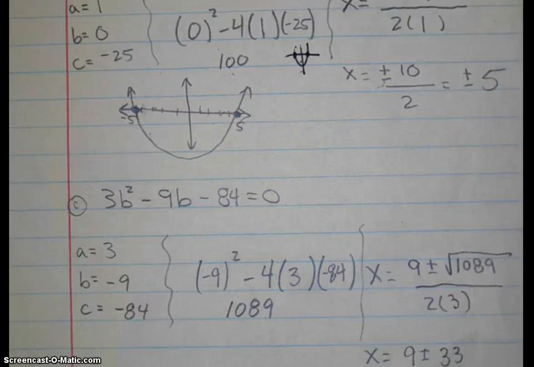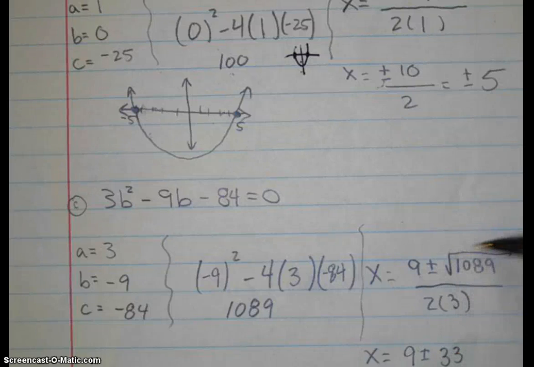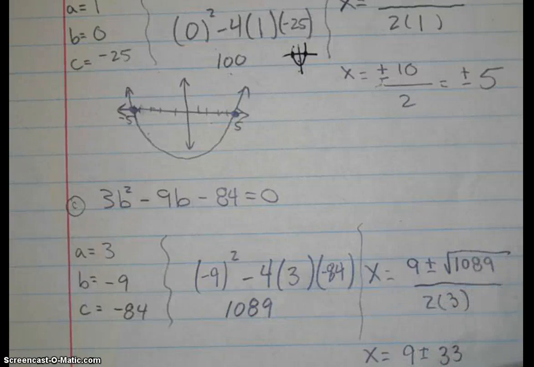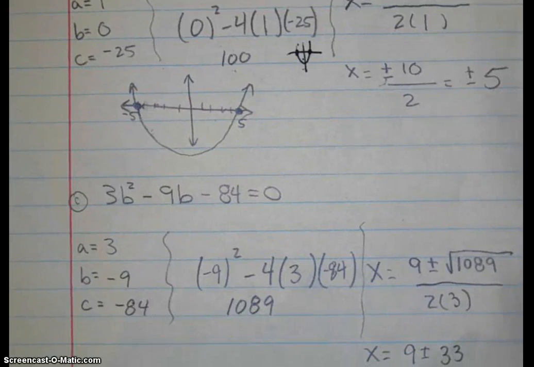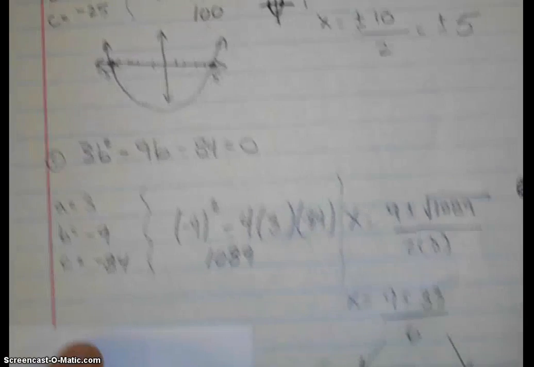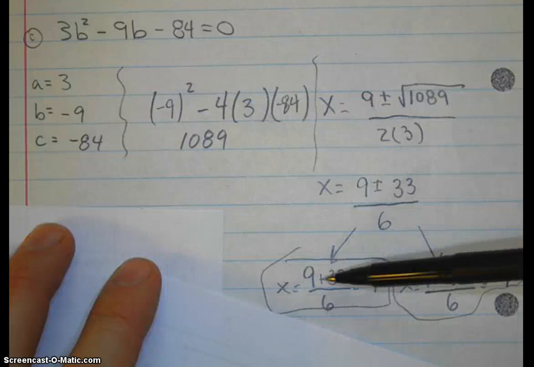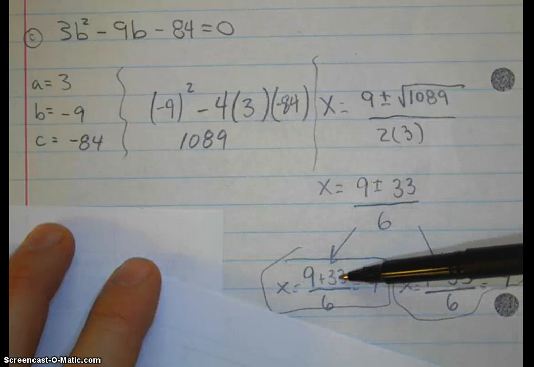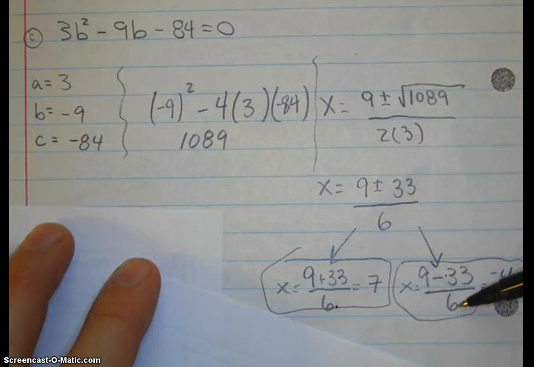So I have the square root of 1089, that's a perfect square, of 33. So I have x equals 9 plus or minus 33, because the square root of 1089 is 33, all over 2 times 3 is 6. Now I can separate my 2 answers. I'm going to have one answer for the plus and one answer for the minus. So I have x equals 9 plus 33 over 6, and x equals 9 minus 33 over 6.